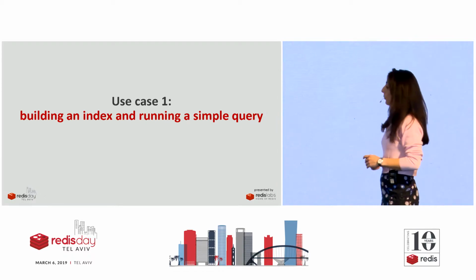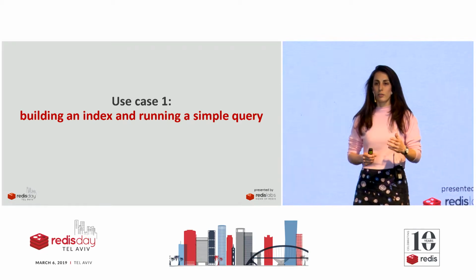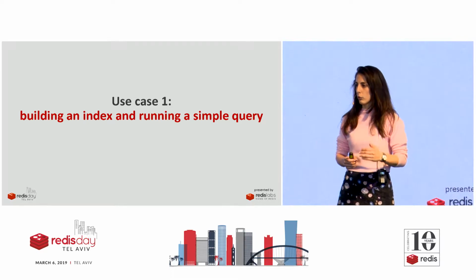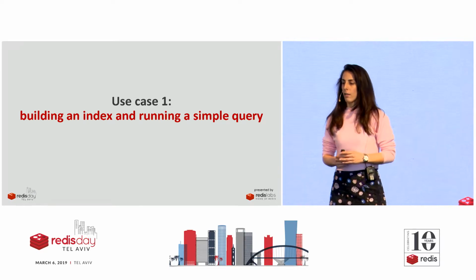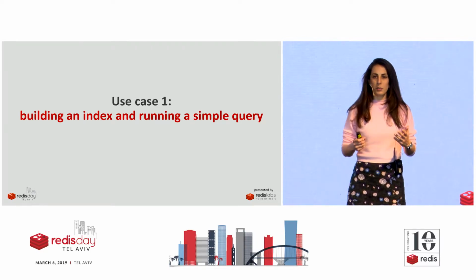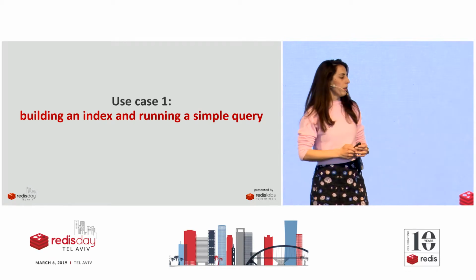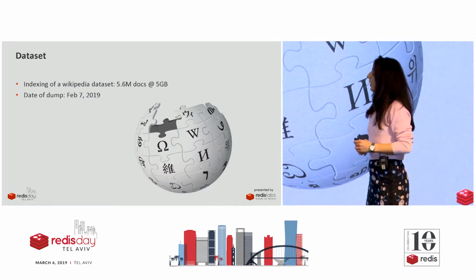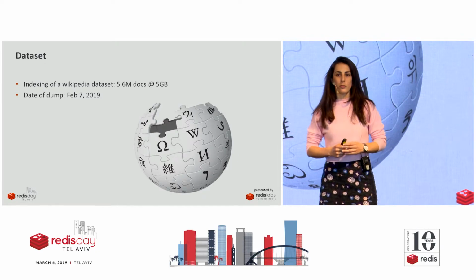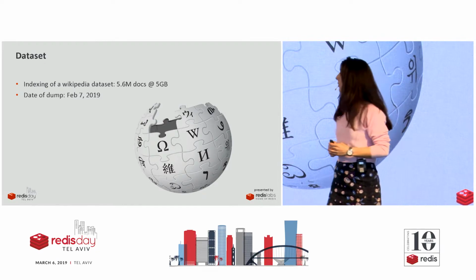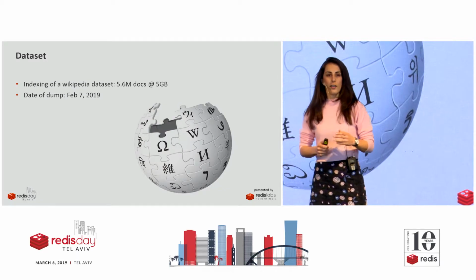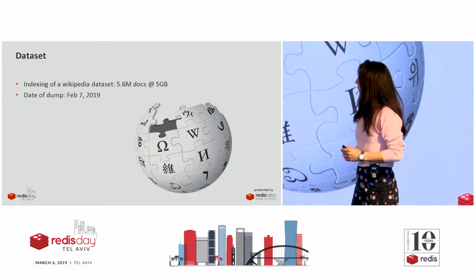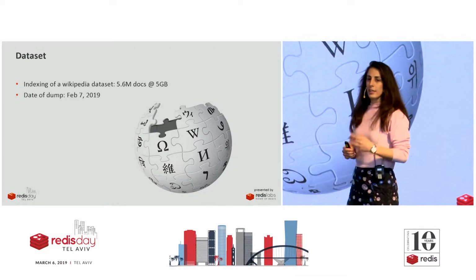Okay, so in the first use case, we're measuring the time it takes to build an index and to do a simple search of 2 words. Measuring the time it takes to build an index is important. We've seen that on a data set of 5 gigabytes, it's a wiki dump that we've taken earlier this month, containing 5.6 million documents. We measured the time it takes to build the index.